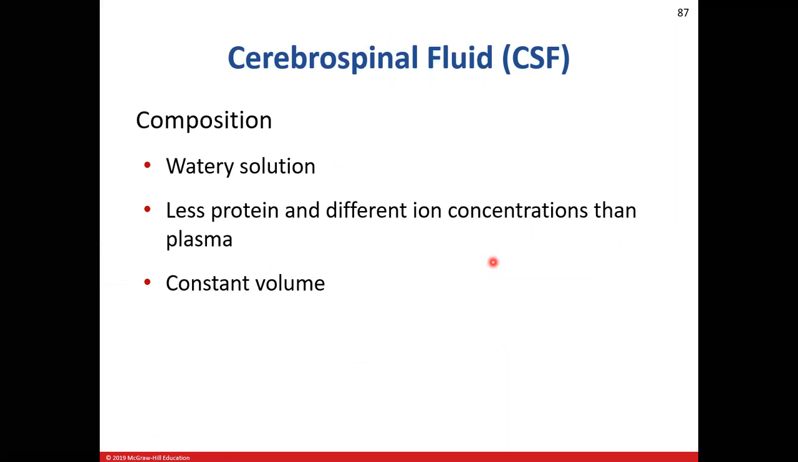So one of the things that we talked about is CSF, and that's cerebrospinal fluid. Well, in order to understand CSF, we have to understand what it's made of. It's mostly made of water, but it does have a little bit of protein, and it does have a lot of ion concentrations. But a lot of these are less than what we find in plasma. It also has a constant volume. And so while it's constantly being reabsorbed, it's also constantly being made.